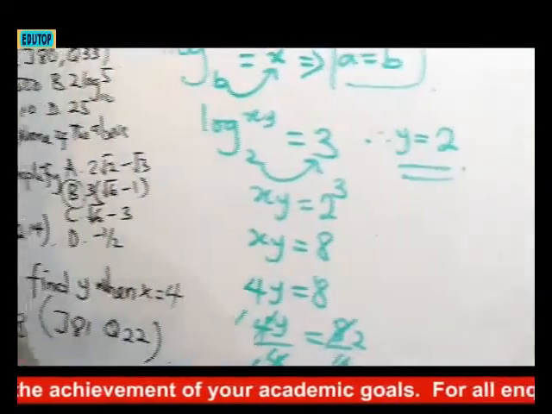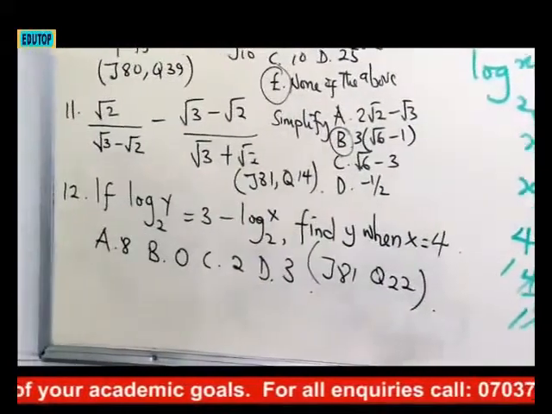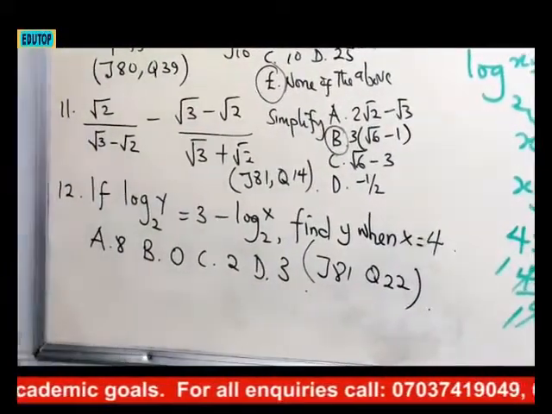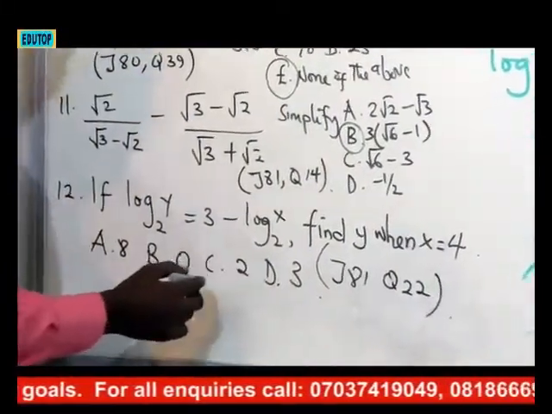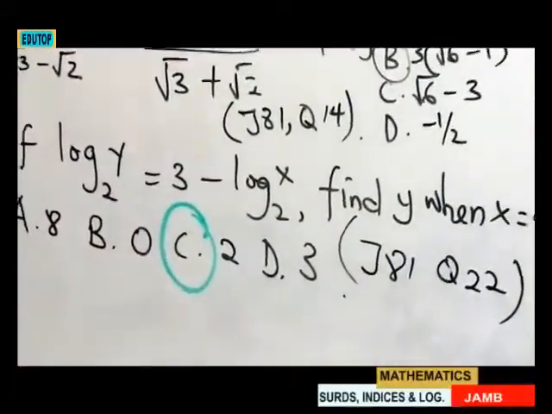So I go to my options and I search for where I have y equal to 2. Then it will definitely be option C. So C will be the answer.